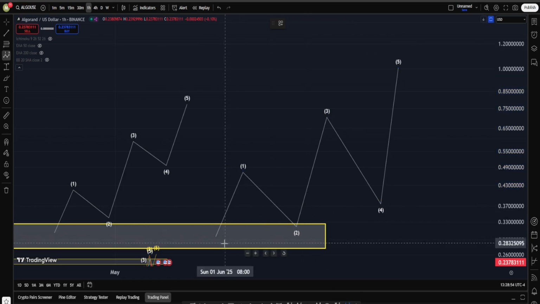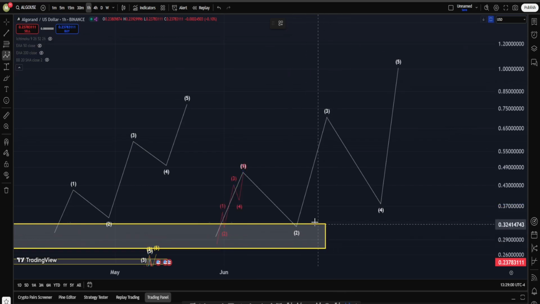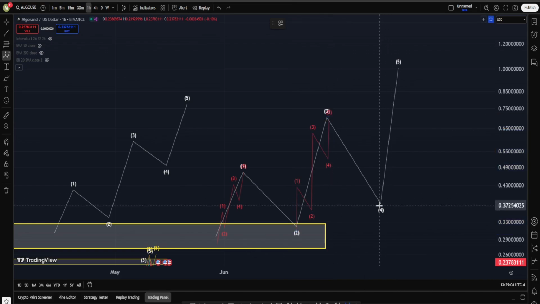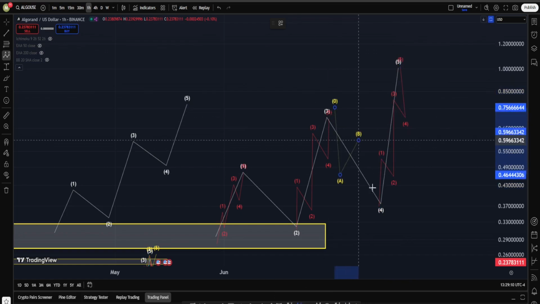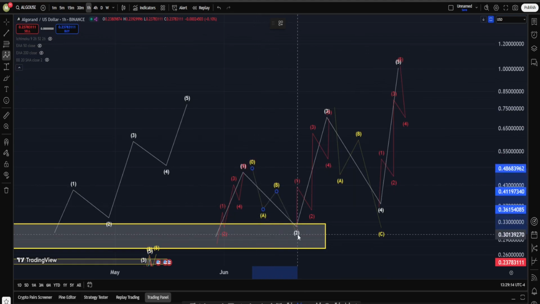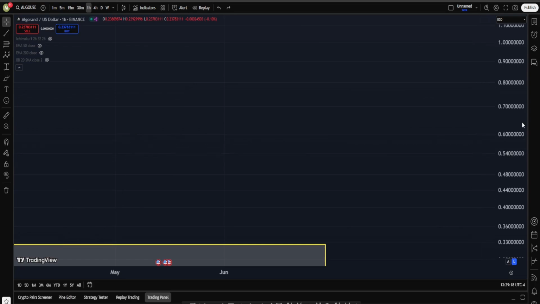And for our sub waves, you know it, 1, 2, 3, 4, 5 into waves 1, 3, and 5. There we go. And for waves 2 and 4, we can have different counts, but if you want to go 100% according to the rules, then you are only allowed to have an ABC zigzag into wave 4 and 2 at the same time. Now let's go on the live chart and see what is going on.